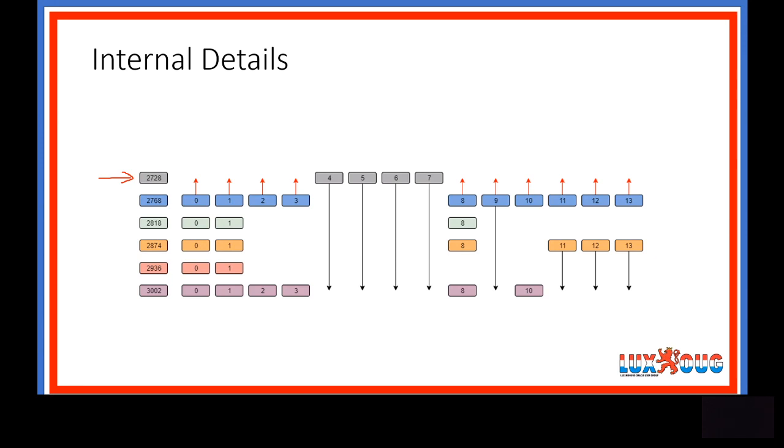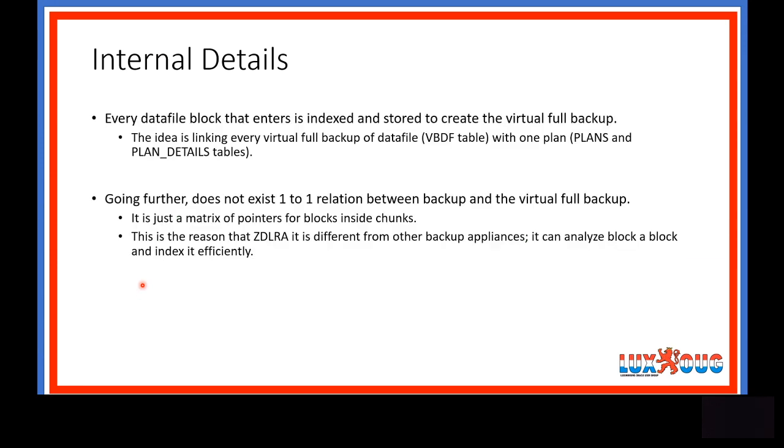Basically, every data file block that enters the ZDLRA is indexed and stored to create a virtual full backup. The idea is that you don't have the backup set stored inside of ZDLRA. You have a matrix that points to blocks. So you don't have one file that represents one-to-one a backup set. You have one container file that has blocks inside, and you have one table, one matrix, that points to the blocks. Okay, this is how ZDLRA works internally.